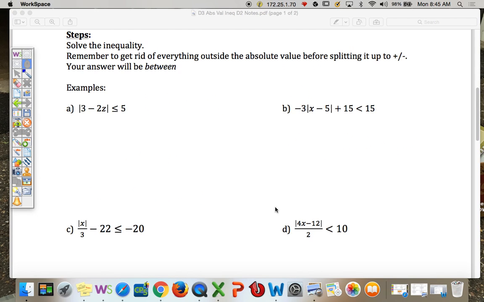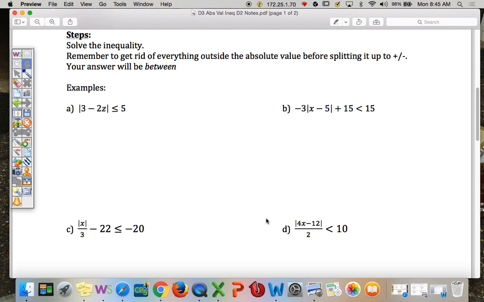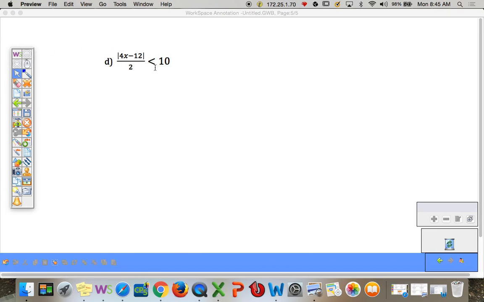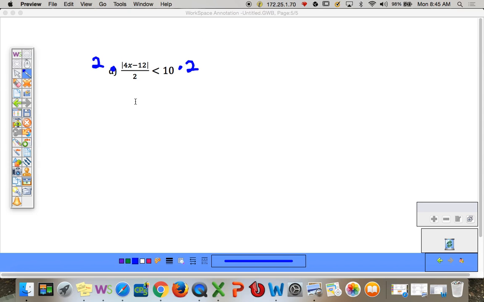Let's try D, which is slightly different. Everything is being divided by 2. So this one you added 2 first, then multiplied by 3. But for D, we're just going to multiply by 2 first because everything is in that fraction. So first step, multiply by 2. And we'll get absolute value of 4x minus 12 is less than 20.